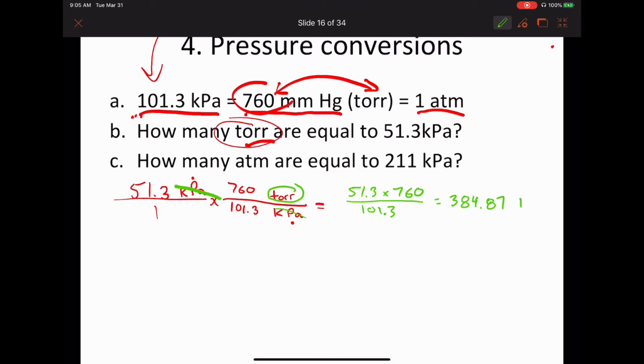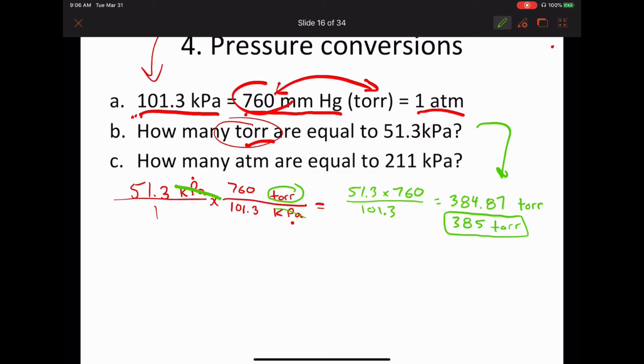That'll give you 384.87 torr. Now let's talk sig figs. There's 3 sig figs, so we need this to be 3 sig figs. So we'll make it 385 torr. And that would be the answer for that first one.